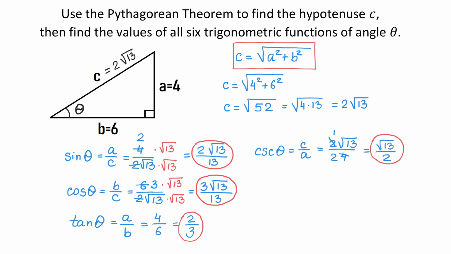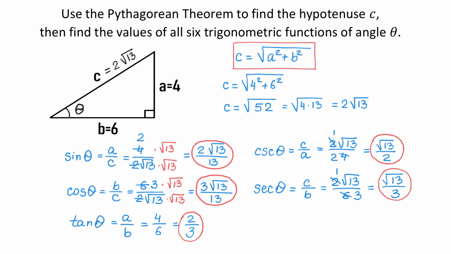The next function will be secant of theta, and we know that this one is the reciprocal of cosine of theta. So if cosine of theta is b over c, then secant is c over b. Now let's replace c with 2 square root of 13 and b with 6. Then we will divide the numerator and the denominator by 2, and secant of theta will be equal to square root of 13 over 3.